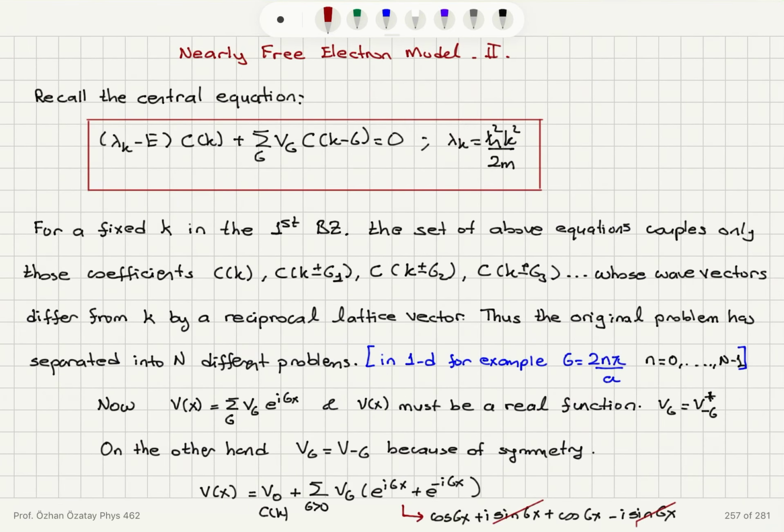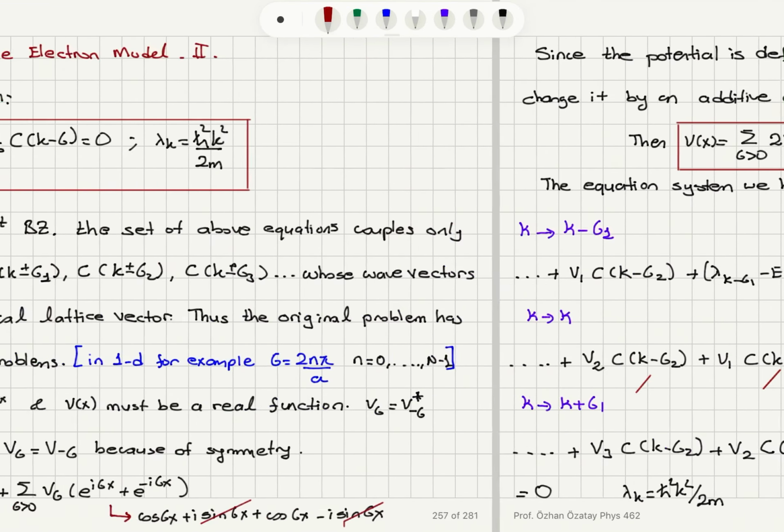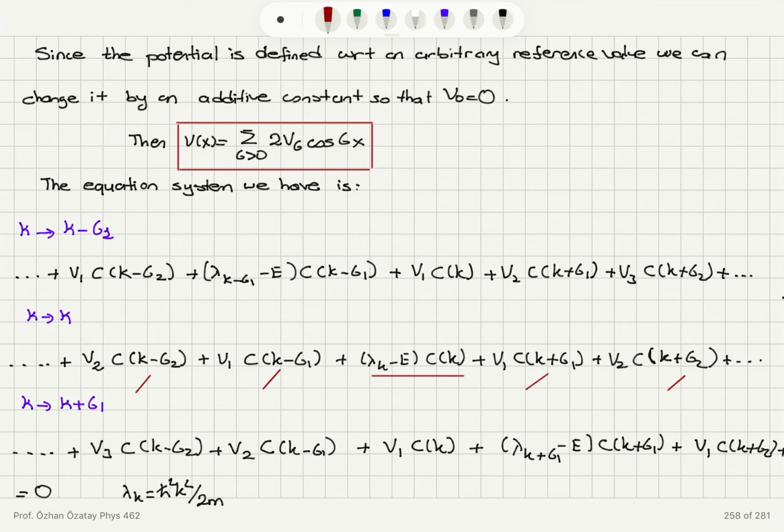Now if I consider a possible k value that is outside the Brillouin zone and that is brought back to the Brillouin zone with the reciprocal lattice vector G1, so k minus G1, that will give me lambda k minus G1 minus E, c of k minus G1. So that will be this term here, lambda k minus G1 minus E, c of k minus G1.